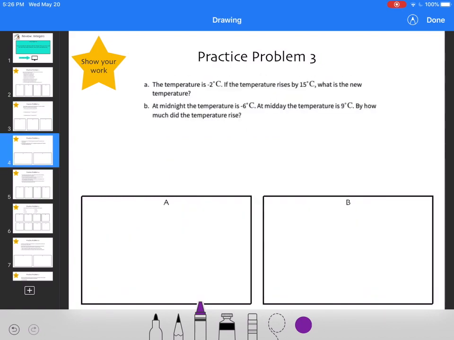A temperature is -2 degrees Celsius. A temperature rises by 15 degrees Celsius. What is its new temperature? Well, we can do this a couple of ways. I'm going to show you with chips. So I have 2 negatives and then I have 15 positives.